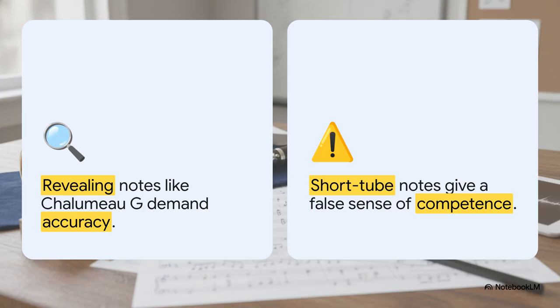Take the Chalumeau G, for example. It requires the thumb and 6 fingers. It demands that the student does more things right than wrong. If their embouchure, airstream, or hand position is off, that G just won't speak. It reveals the truth to both of you.